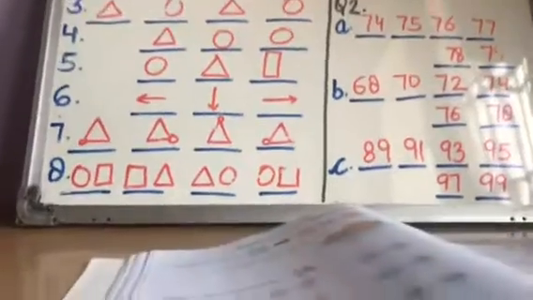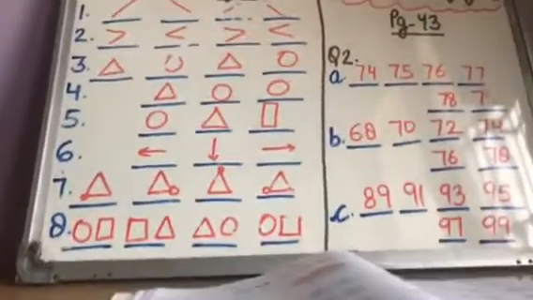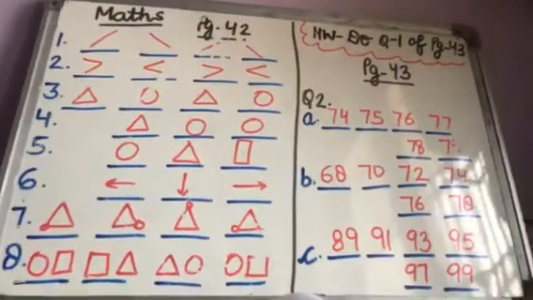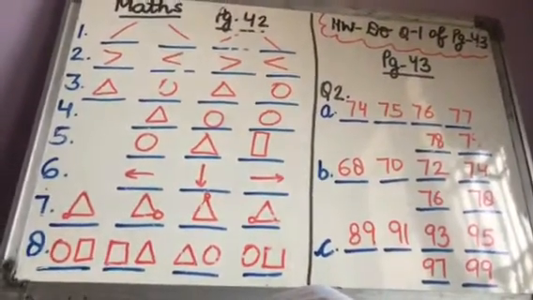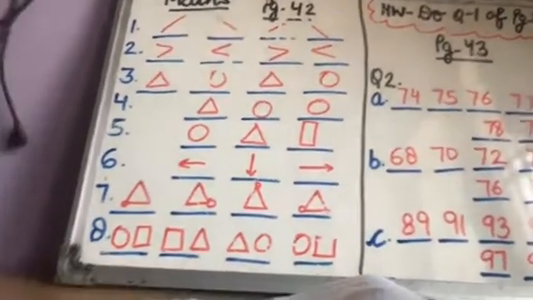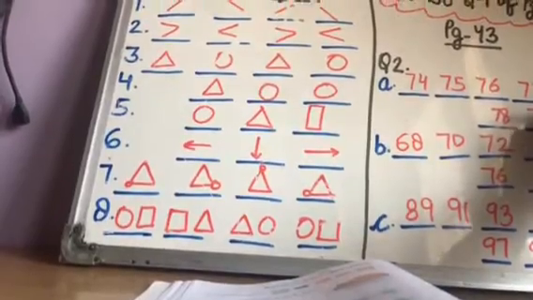And children, did you do this fill in the blanks? These fill in the blanks. Question number 3, है ना? We did it in CW, and I hope you all have done your CW and your HW. HW was on page number 40 and CW was on page number 41. I hope you all have done it. Right? Great. So children, let's start our work today.